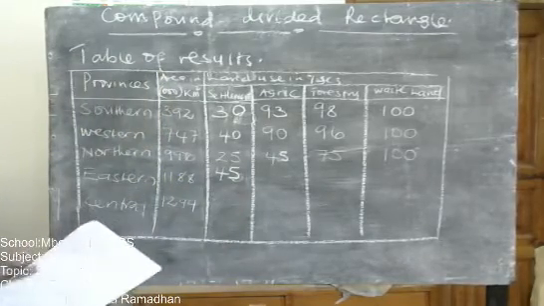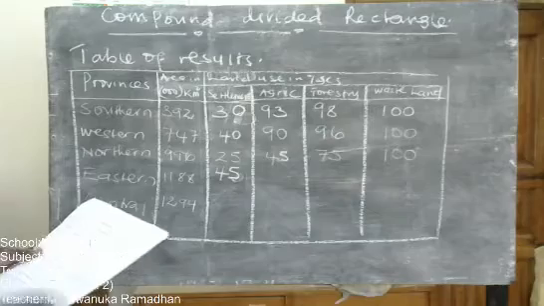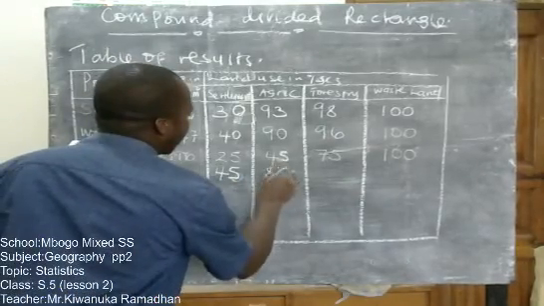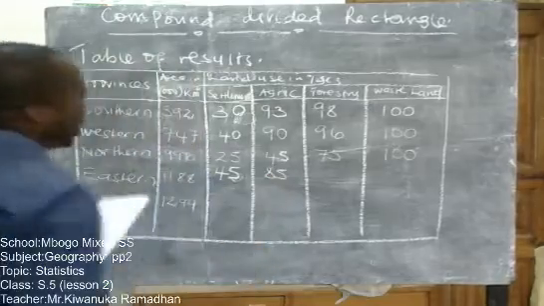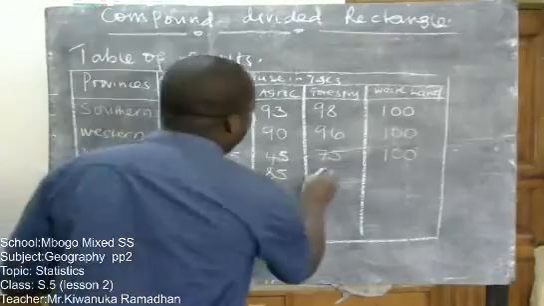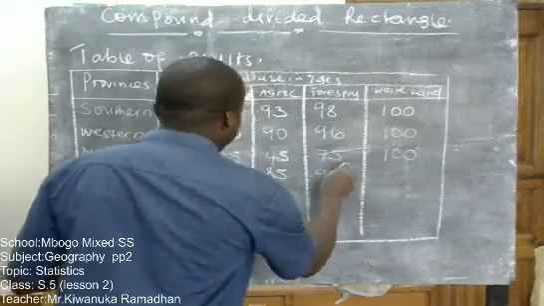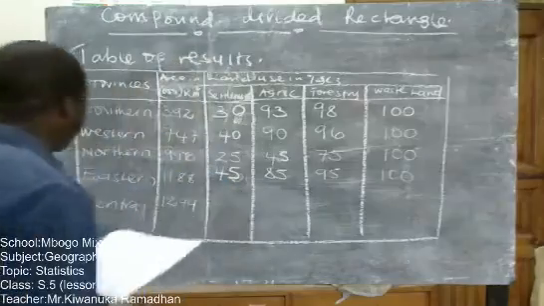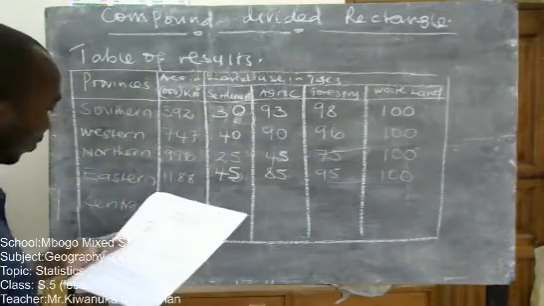This 45, when you add on 40, it becomes 85. 85, you add on 10, it becomes 95. You add on the 5, it becomes now 100. We go to Central.